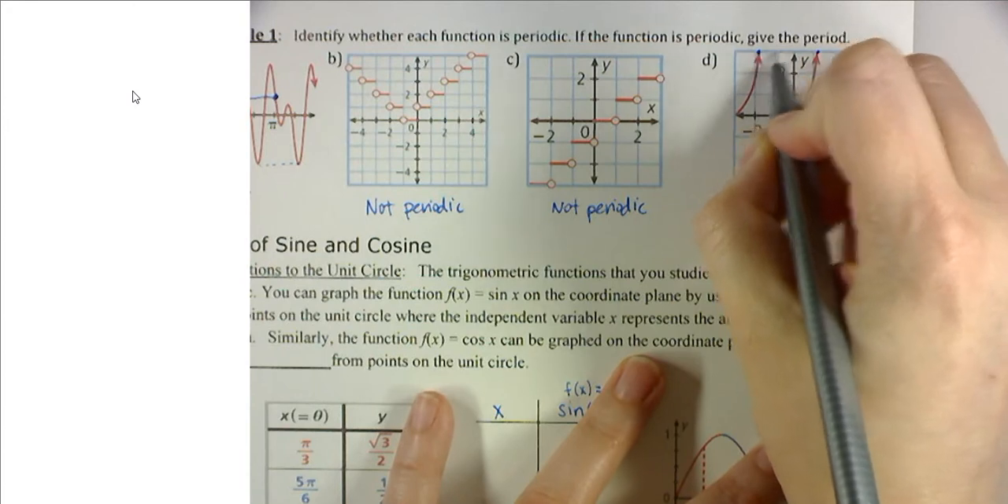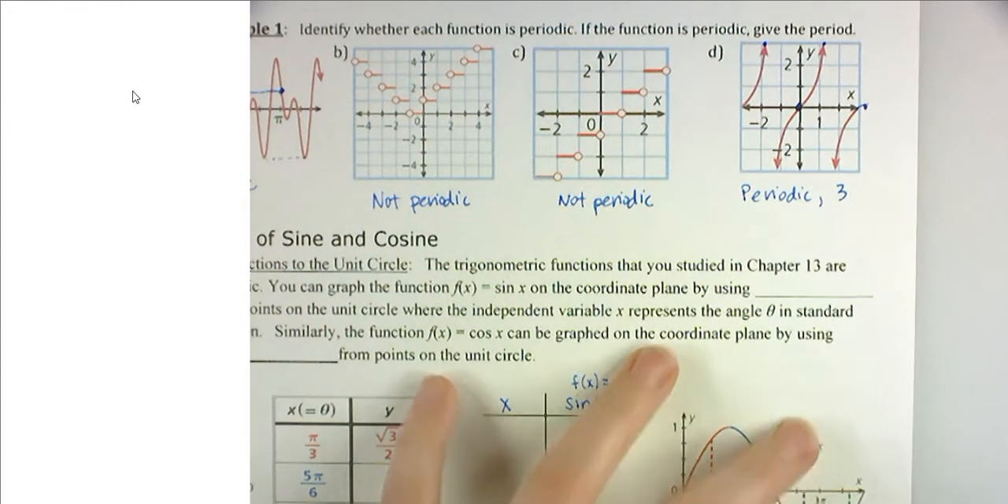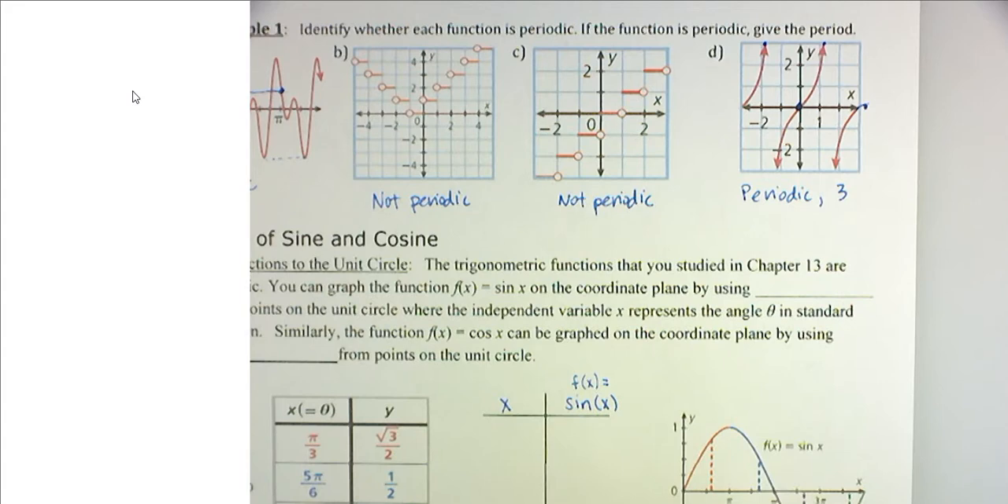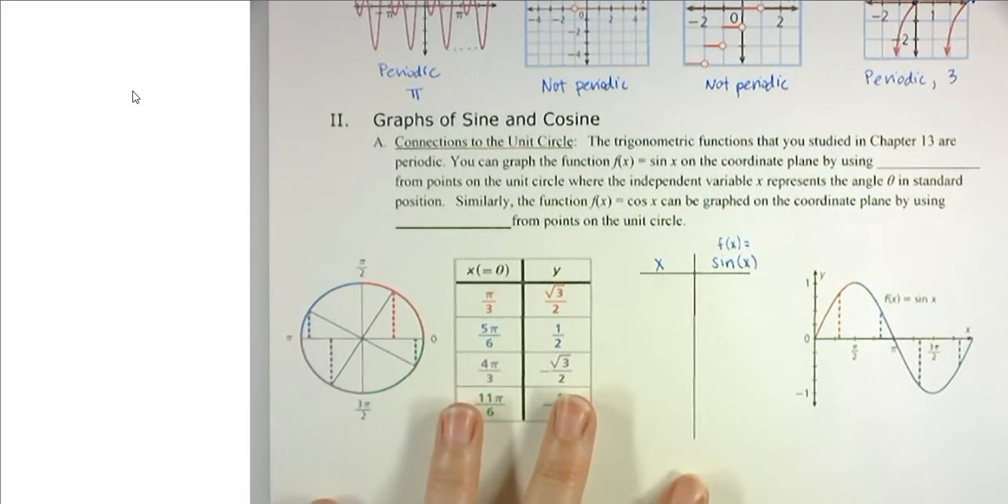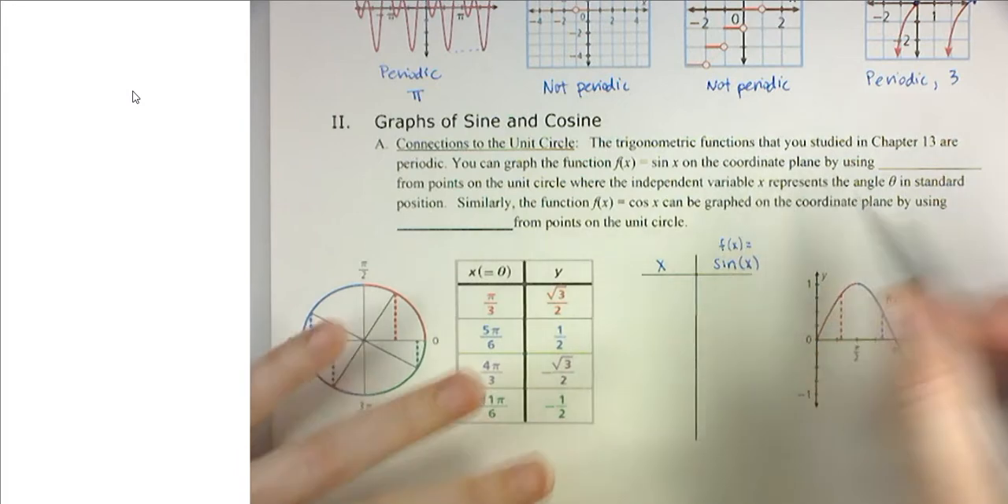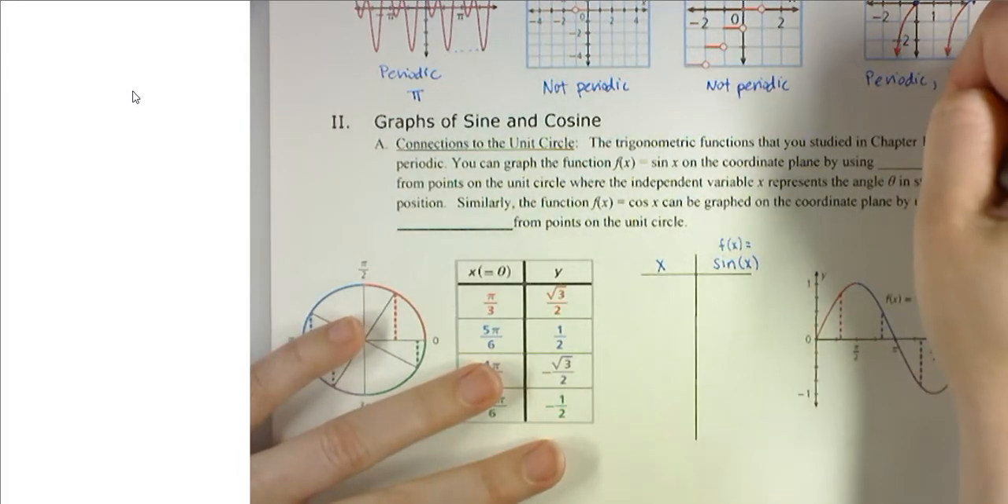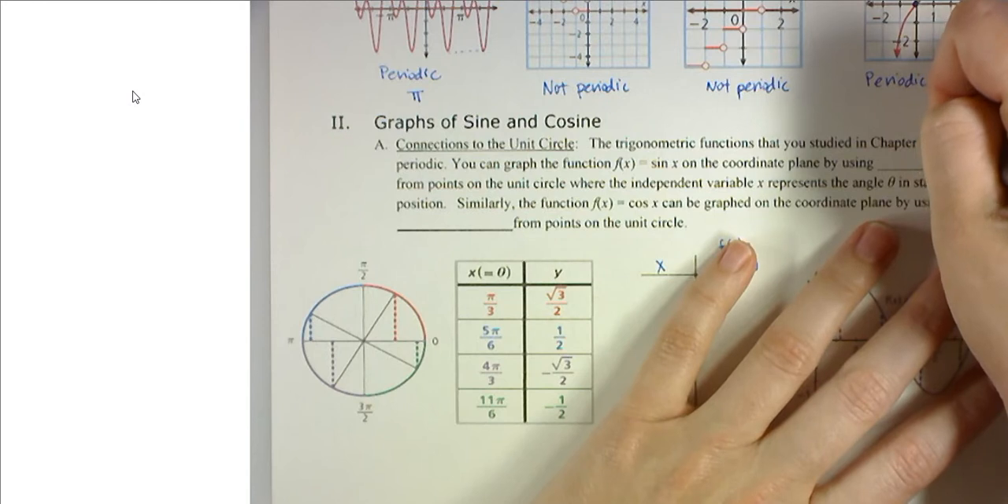All right, now we're going to talk about the graphs of sine and cosine. You can relate these to the unit circle. These are the trig functions that you studied in chapter 13, except we did not study chapter 13, and there is no 13 even in your book, so I'm not sure why they put that in there. It's the trig functions we studied in chapter 10.